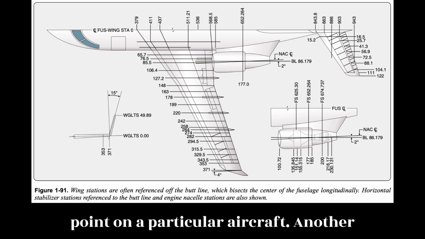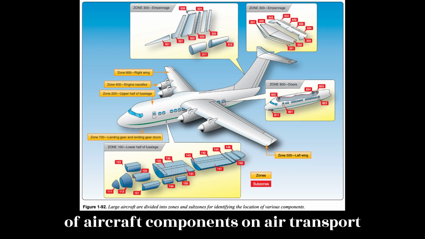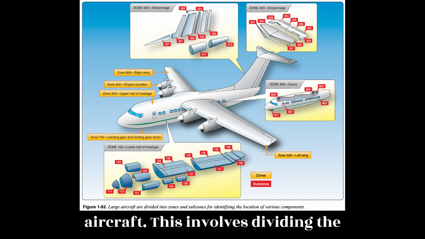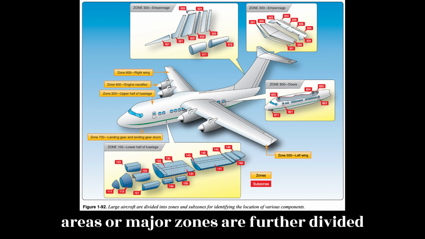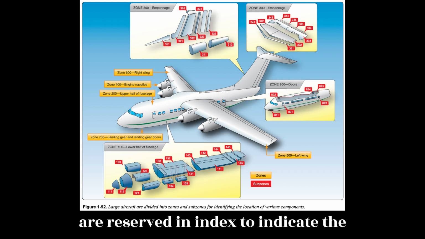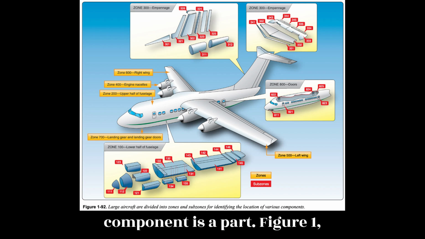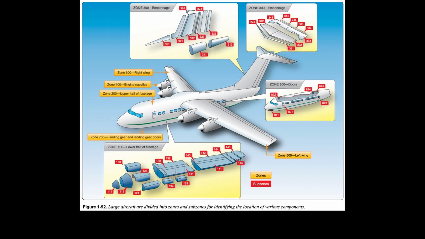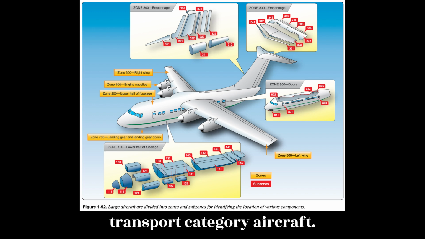Another method is used to facilitate the location of aircraft components on air transport aircraft. This involves dividing the aircraft into zones. These large areas or major zones are further divided into sequentially numbered zones and subzones. The digits of the zone number are reserved and indexed to indicate the location and type of system of which the component is a part. Figure 192 illustrates these zones and subzones on a transport category aircraft.